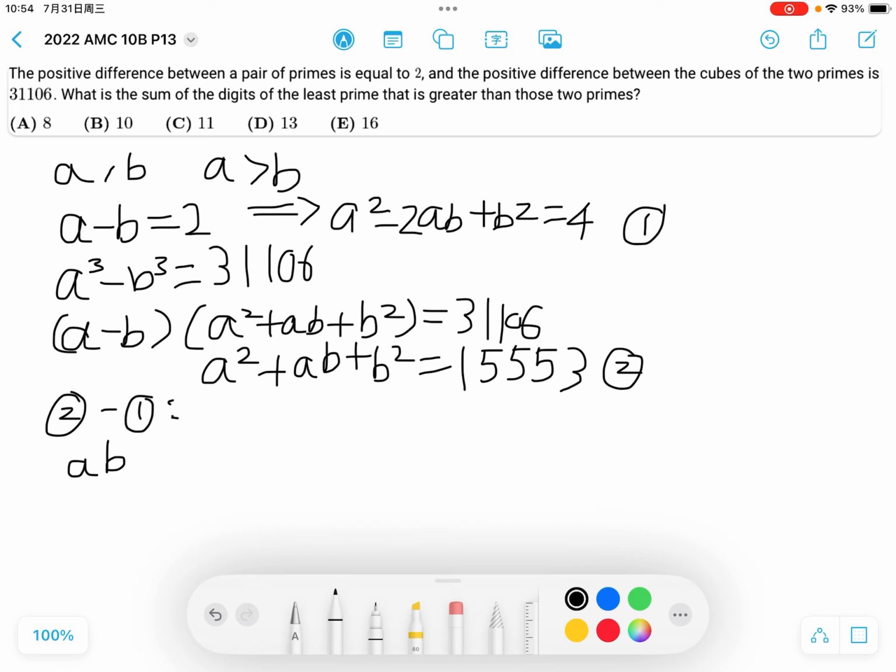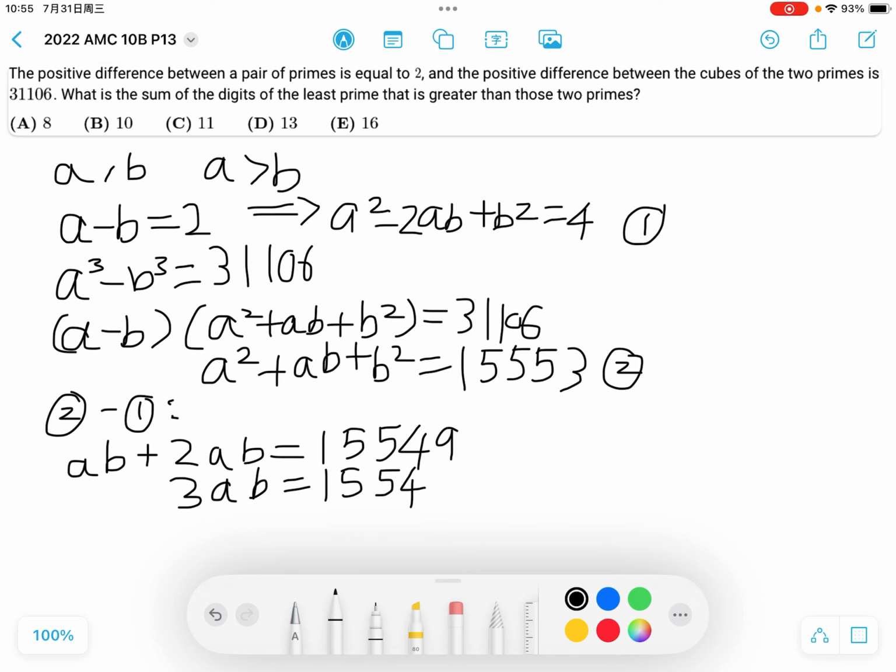So if I subtract, I cancel out my A squared and B squared terms. I have AB plus 2AB is equal to 15,549, so 3AB is equal to 15,549. If I divide both sides by 3, AB is going to be 5,183. So A times B is 5,183. A and B are primes, right? And we know that A minus B is equal to 2.